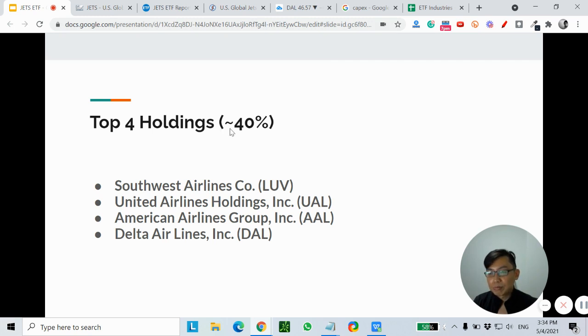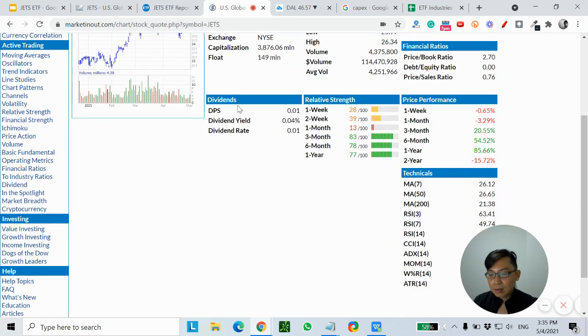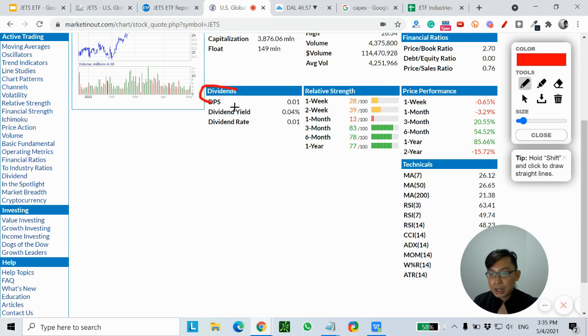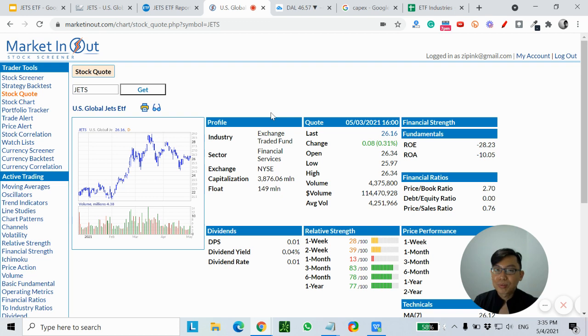Now, whether this ETF gives dividends or not. I know there are some people who invest in ETFs and ask whether this ETF gives dividends. Let me go through with you over here. I'm using this Market Insight screen. It does give dividends. The latest dividend per share is 1 cent, so the dividend yield is about 0.04%. You can see the dividend is not really a lot, so basically you're not investing in this ETF purely for the dividend. So, an interesting ETF.